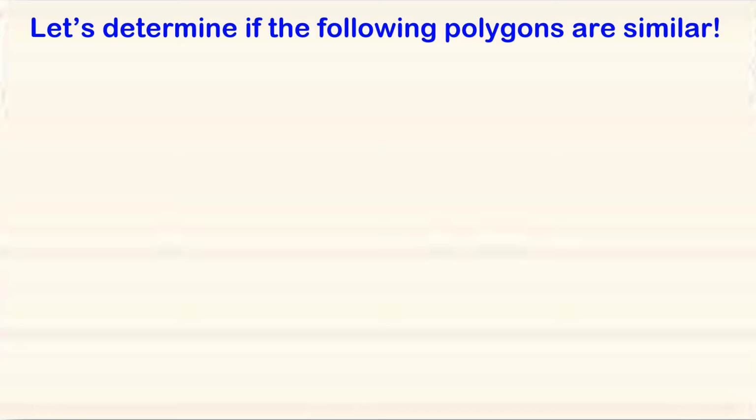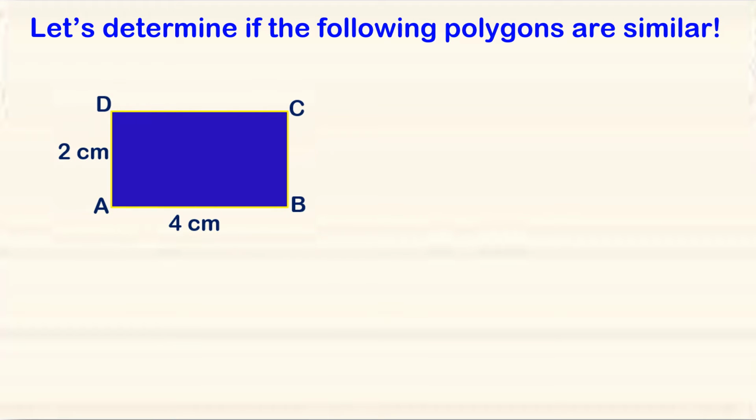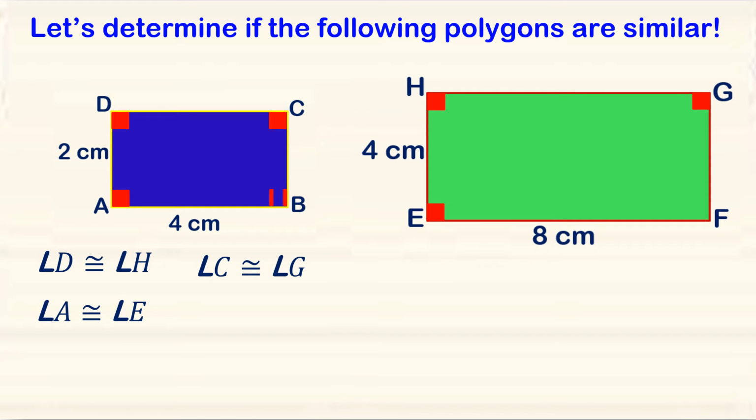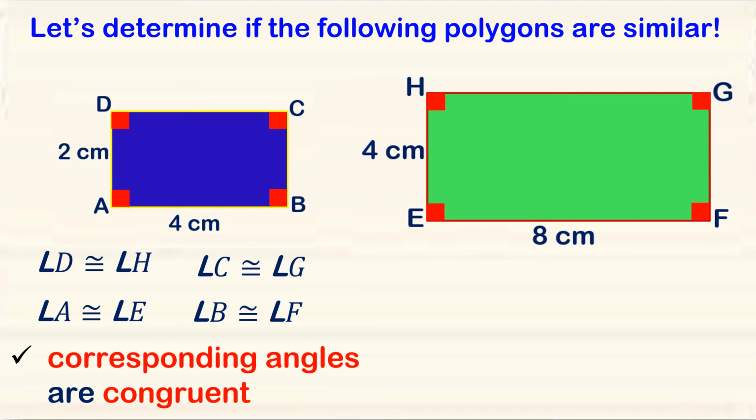Now let's determine if the following polygons are similar. We have rectangle DABC and rectangle HEFG. Let's take a look at the corresponding angles if they are congruent. First, angle D is congruent to angle H. And we all know that in a rectangle, every angle measures 90 degrees, or it's a right angle. So angle C is congruent to angle G, angle A is congruent to angle E, angle B is congruent to angle F. So their corresponding angles are congruent.